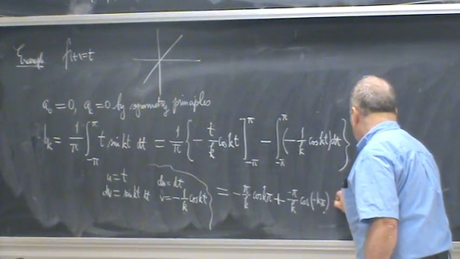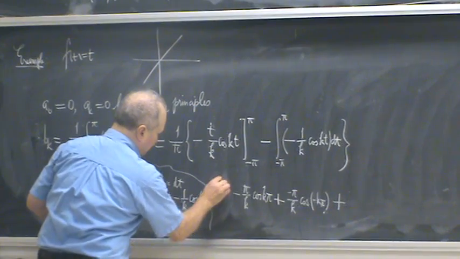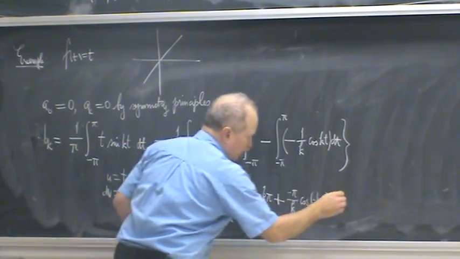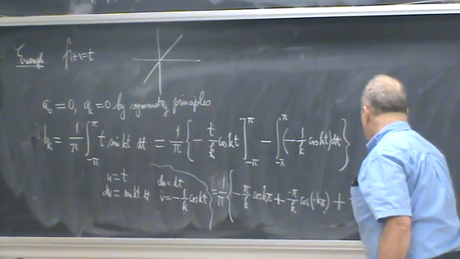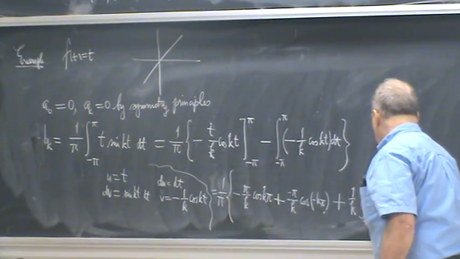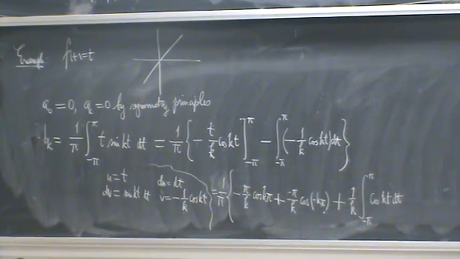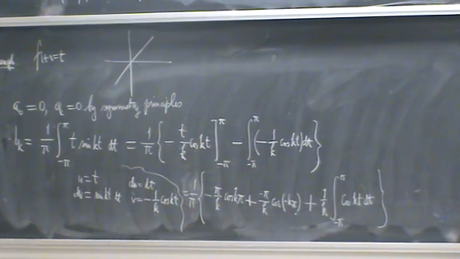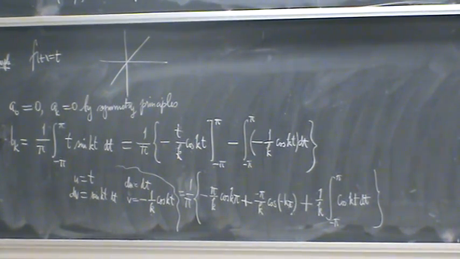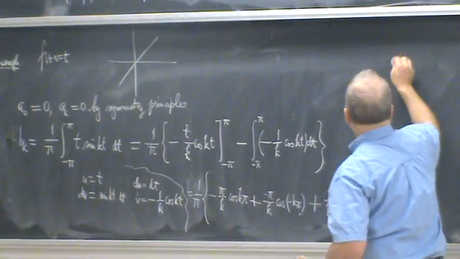And then what do I get? Plus, and this is all times a 1 over pi, sorry. Bookkeeping is hard. I know. And now I have to integrate cosine kt from minus pi to pi. What's that? That's going to be 0. You're integrating cosine over a period, you get 0. So this is 0. So what am I left with?